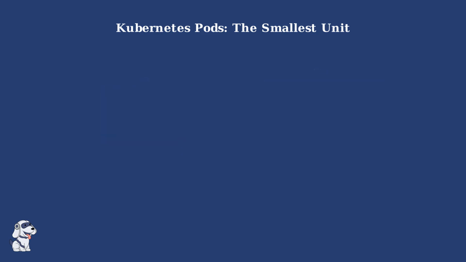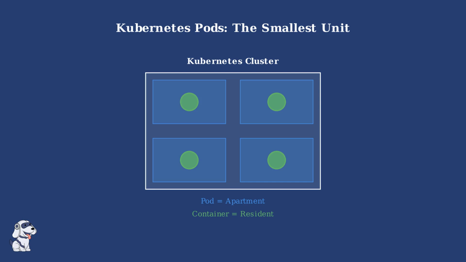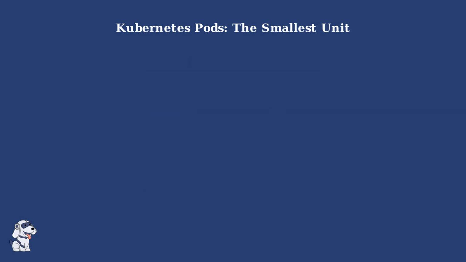To better understand this concept, let's use a helpful analogy. Think of a pod as a single apartment in a building. The building represents your Kubernetes cluster, and each apartment is a pod that can house one or more residents, which are your containers. Just like residents in an apartment share utilities and space, containers in a pod share important resources.